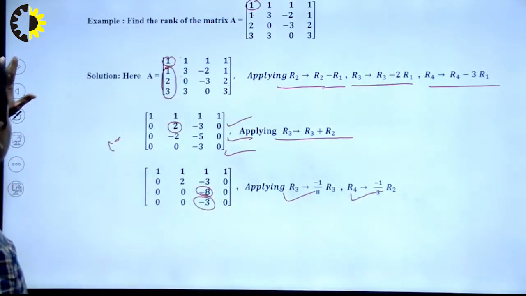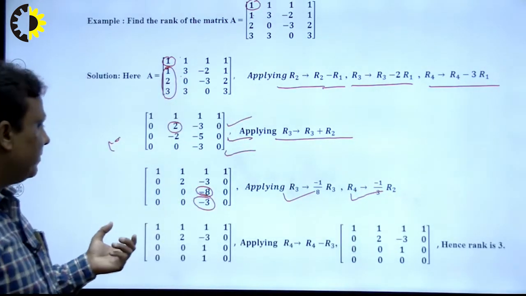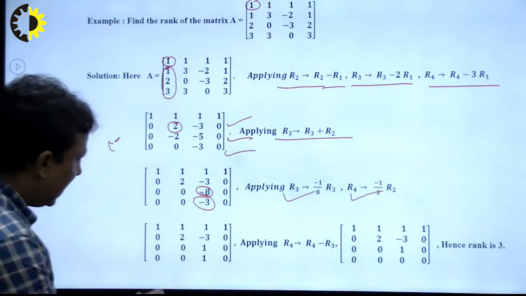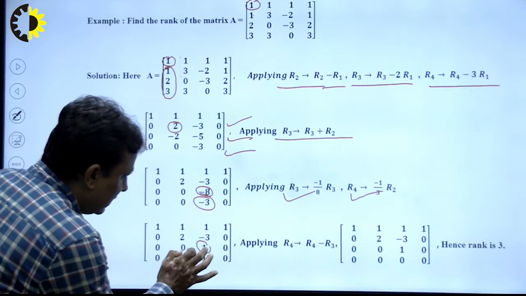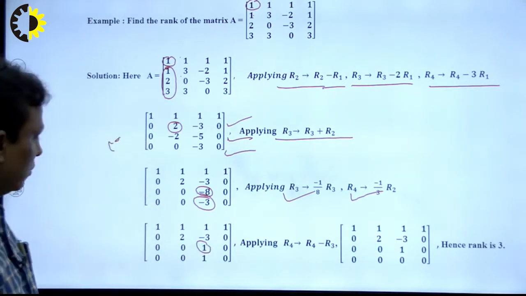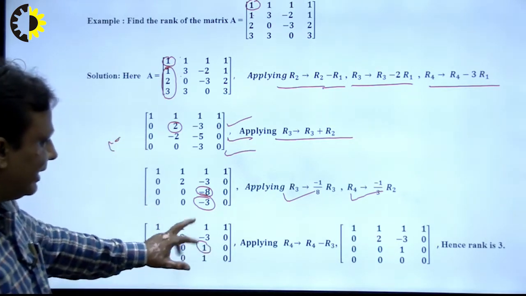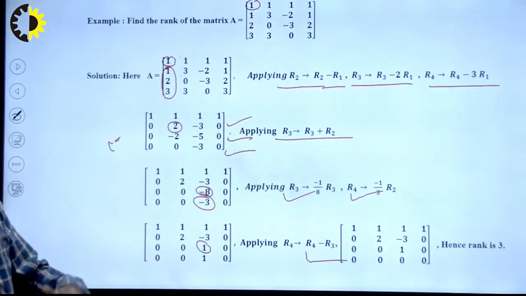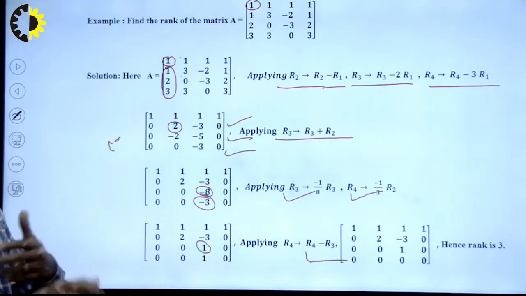So what will be the next result? This result will be this, right? Now with the help of this element, this can be reduced into 0. That means R4 arrow R4 minus R3, and I write the result here, right. Now the question is whether this is echelon form or not?